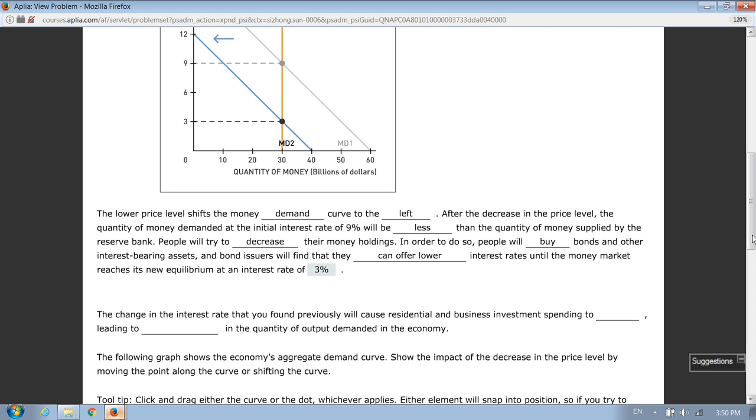The change in interest rate that you found previously will cause residential and business investment spending to increase, because a lower interest rate means a lower investment cost, leading to an increase in the quantity of output demanded in the economy.